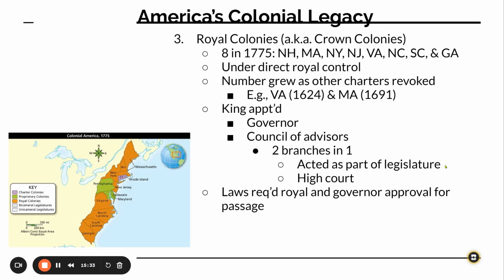Any laws that were passed out of that legislature before they could take effect had to receive the approval not only of the governor within the colony, but also the king. Yeah, so these colonies were kept on a much shorter leash.